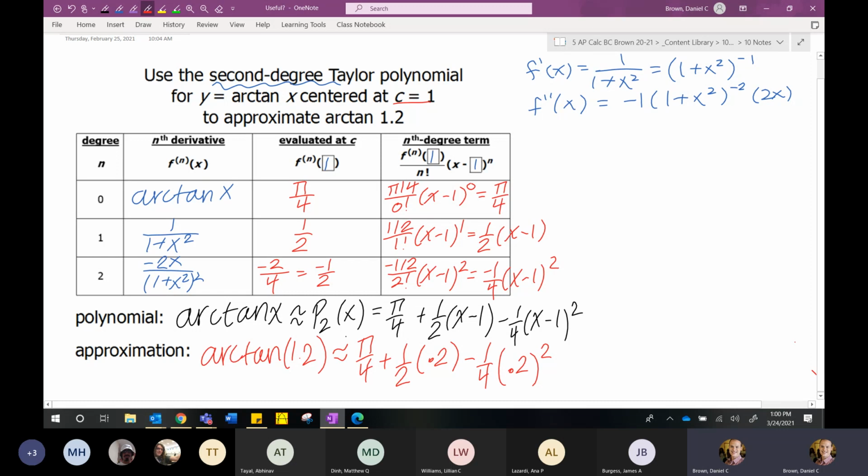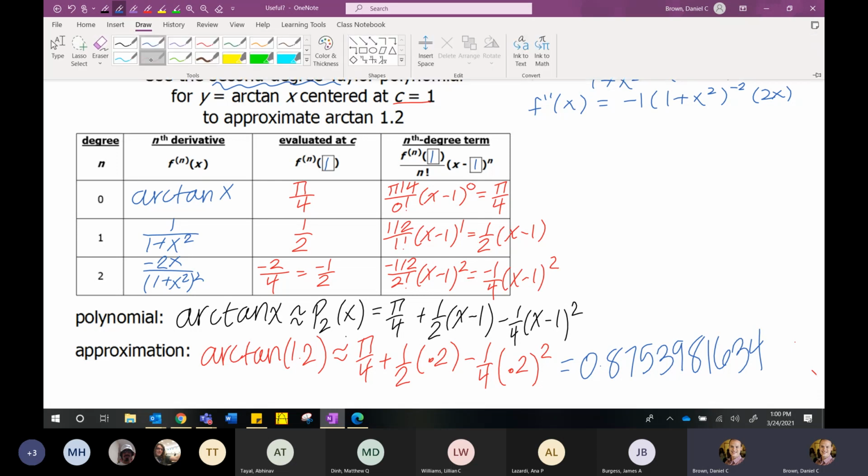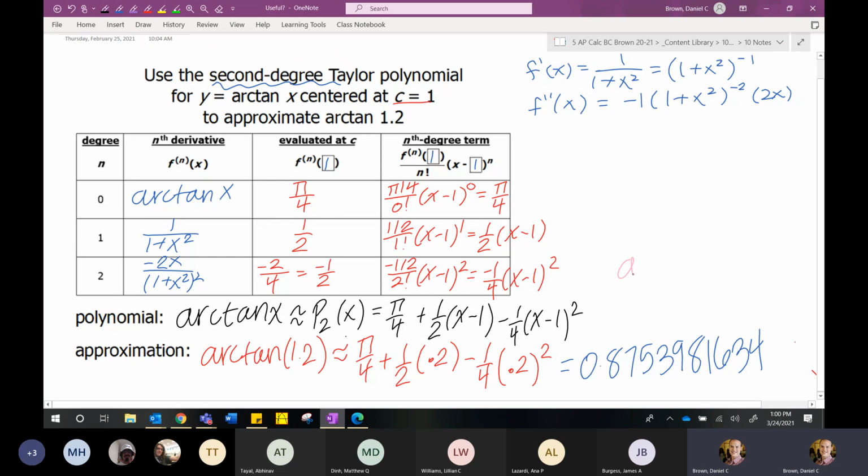I am going to type it in the calculator just so you can see how kind of cool how close it actually is. So I have pi over 4 plus 1/2 times 0.2 minus 1/4 times 0.2 squared. And what this ends up being equal to, going out to some decimals, is 0.8753981634. I wrote out that many decimals because, we live in 2021, so I can find the actual value, and we can see how close we are.